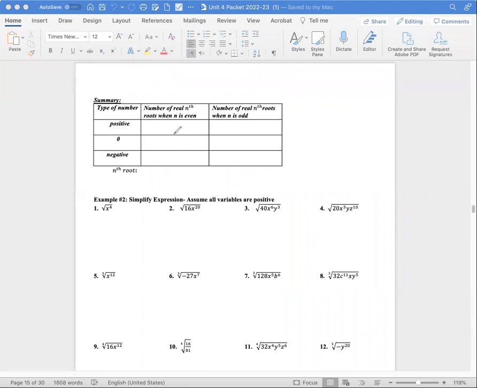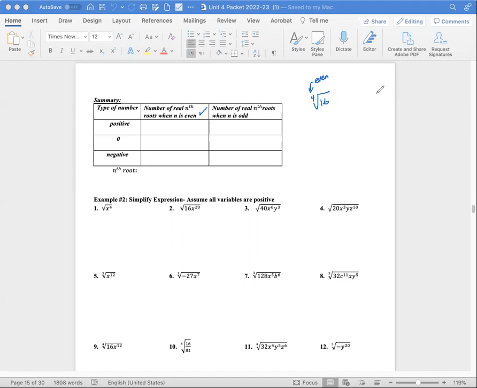So the summary of this is what? It says number of real nth root when n is even. So positive, negative, or 0. Let's say we're talking about the fourth root, right? And this is even. So this is this case, right? And the type of number, if the number on the inside is, let's say 16, which is positive, what do you end up with?